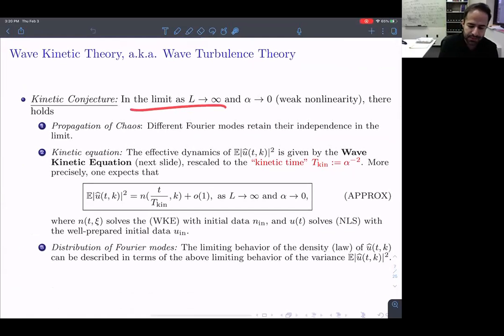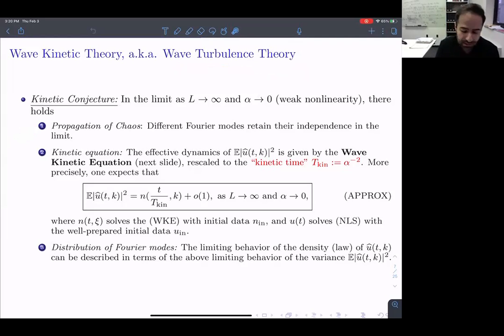It says that in the limit as L goes to infinity and alpha goes to 0, which is called the weak nonlinearity limit, and is part of the reason why this theory is also sometimes called weak turbulence theory, we have the following conjectures. First is propagation of chaos. I'm starting with an initial distribution of the Fourier modes that are independent of each other. The point is that as I turn on the nonlinear interactions, they will stop being independent. There will form a dependence relation between them.